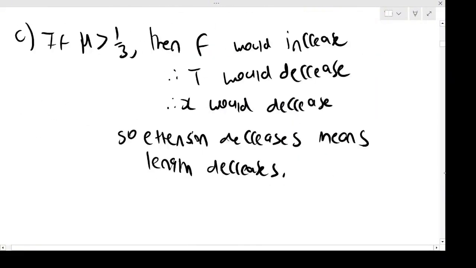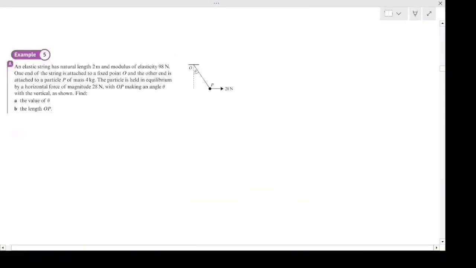Then we've got this question here. First of all, I'm just going to draw out the diagram to be a bit bigger.